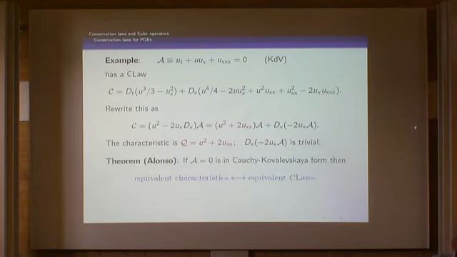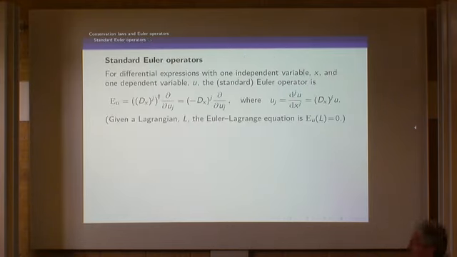And Olver has a theorem. It wasn't in Peter Olver's first edition of his yellow book, but it is in the second edition, which says that if A is 0 is in Cauchy-Kovalevskaya form, that's an if, not an only if. It does apply more generally. Equivalent characteristics correspond to equivalent conservation laws. Okay. So, on to Euler operators.